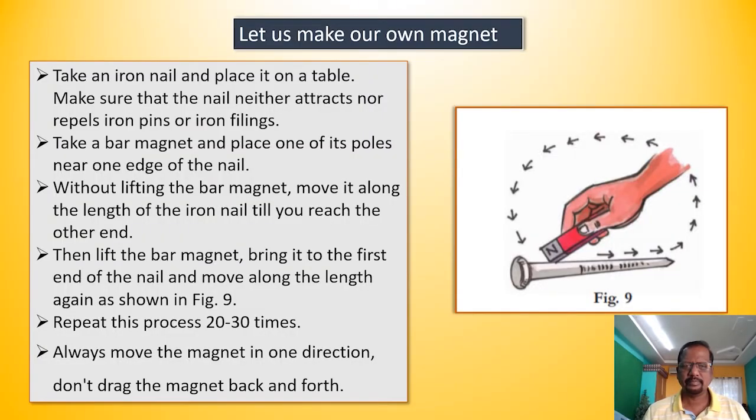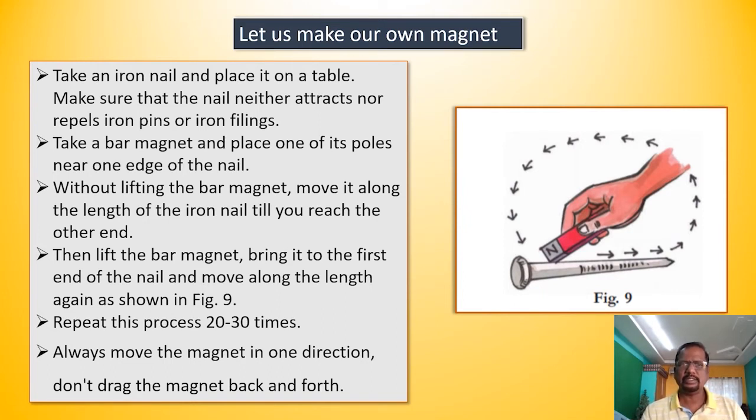Hello children, are you interested in making your own magnet? Are you excited? Let us do an activity. Take an iron nail and place it on the table. Take the bar magnet and place one of its poles near one edge of the nail and start stroking it to the other end. Now come back to the same end where you started and do the same. Repeat this process around 20 to 30 times.